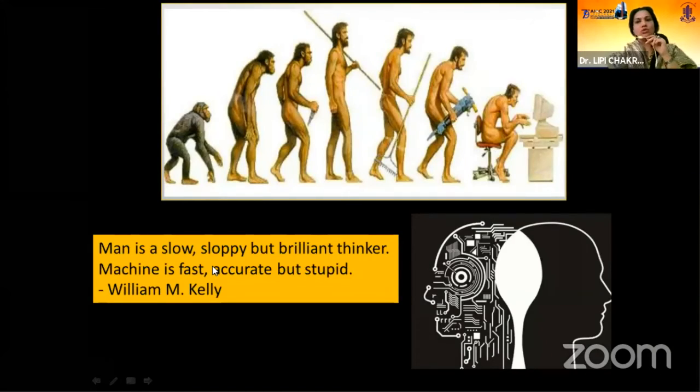So all in all, to conclude, man is a sloppy but brilliant thinker. Machines, they are fast, accurate, but stupid. So we need to have a synergy of both to get the best results.